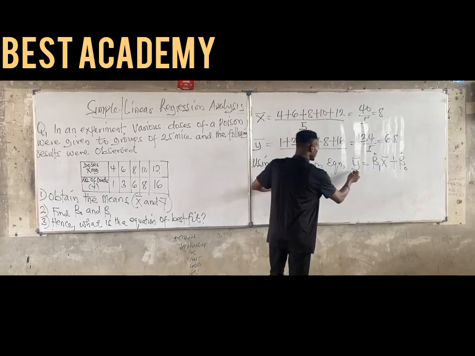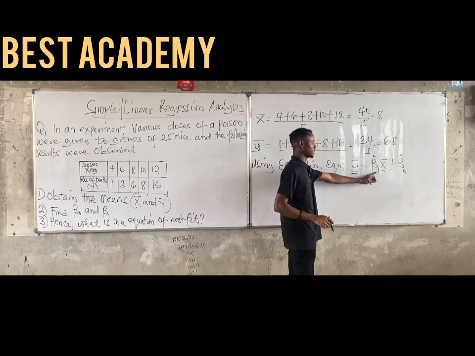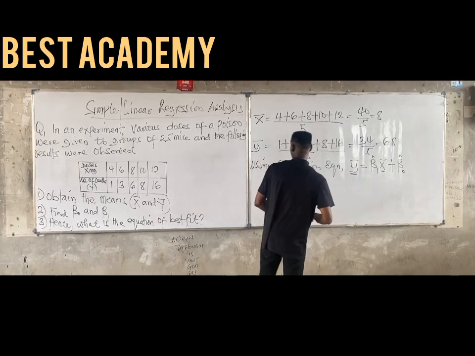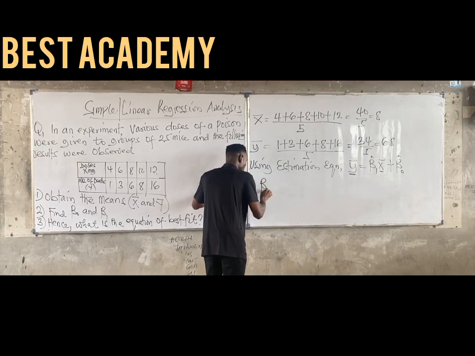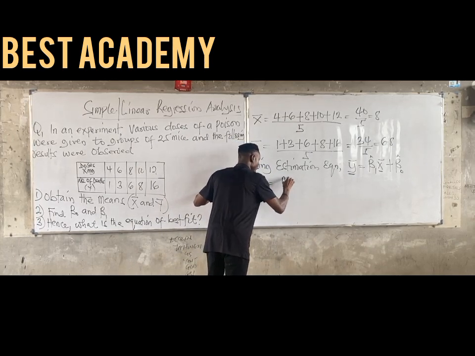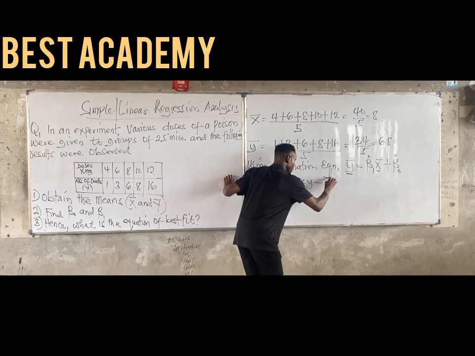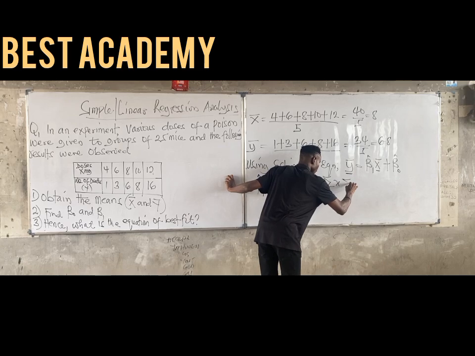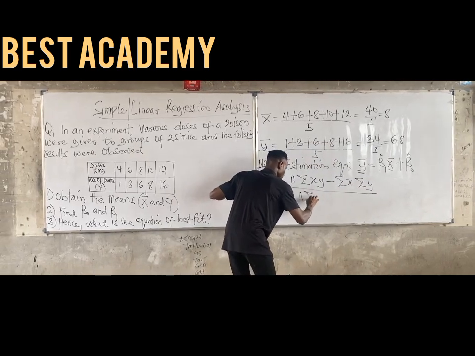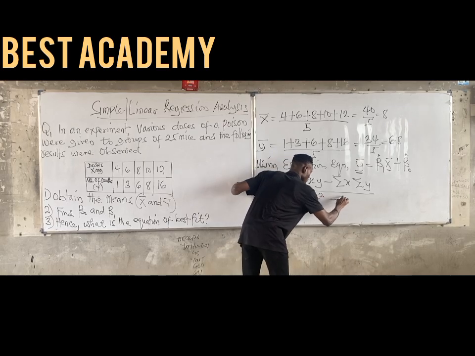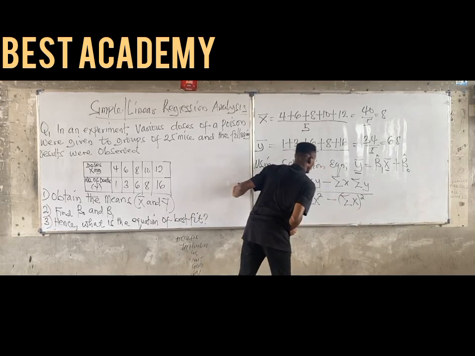So class, we know this already. It's now left for us to calculate beta 1 hat. And we know that beta 1 hat, please take note, is said to be n sum of XY minus sum of X times sum of Y, over n sum of X squared minus the square of the sum of X.